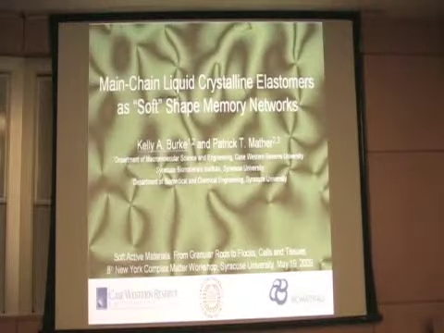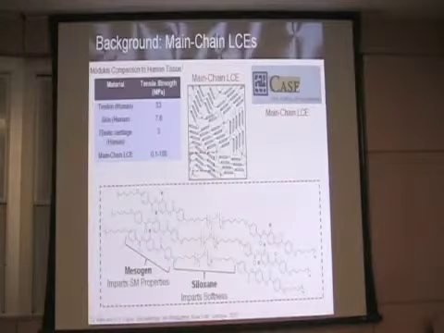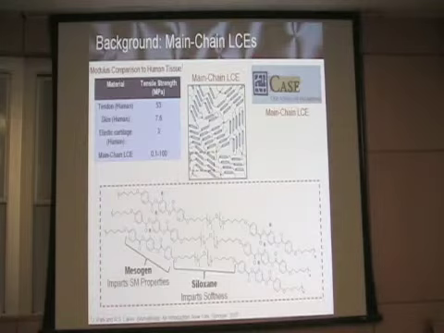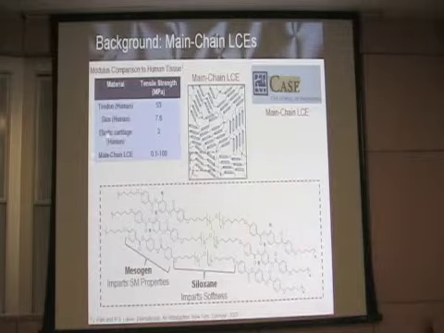So I'm going to be talking about main chain liquid crystalline elastomers as soft shape memory networks. In this case, we're talking about soft polymeric networks that are chemically cross-linked and that display a physiologically relevant modulus. Here I have a comparison of human tissues to my main chain liquid crystalline elastomers.